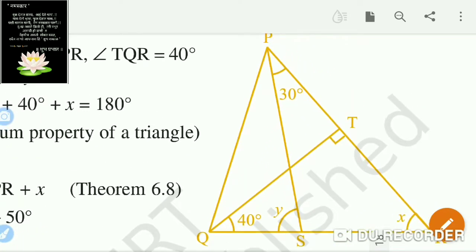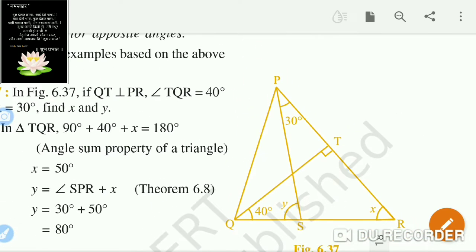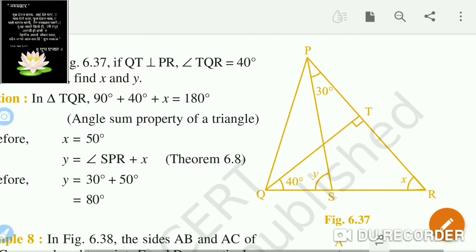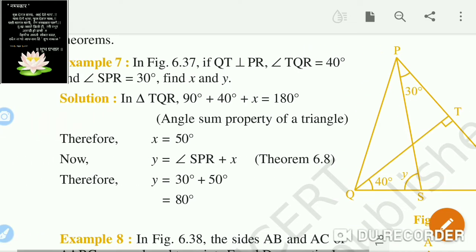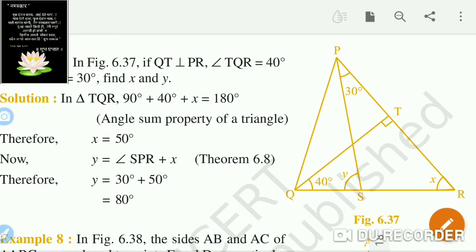You observe this figure first. What is given in this figure here? PQR is the triangle. Then QT is perpendicular to PR and PS is meeting QR. So see here the example: QT is perpendicular to PR, angle TQR is 40 degrees, angle SPR is equal to 30 degrees. Find X and Y.